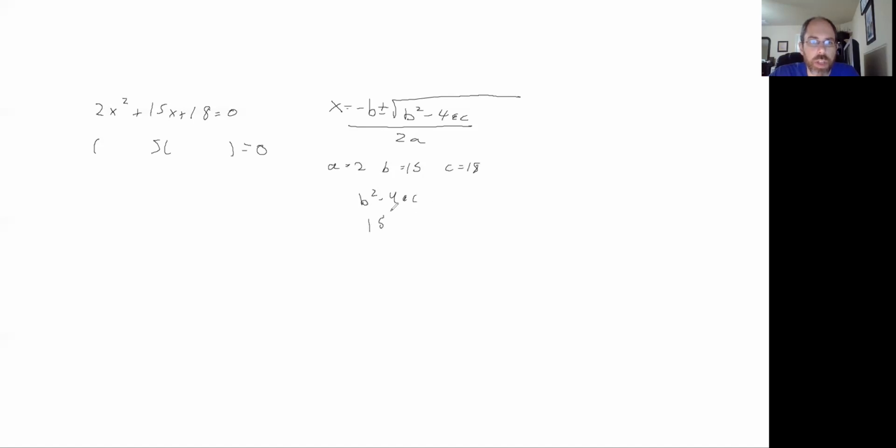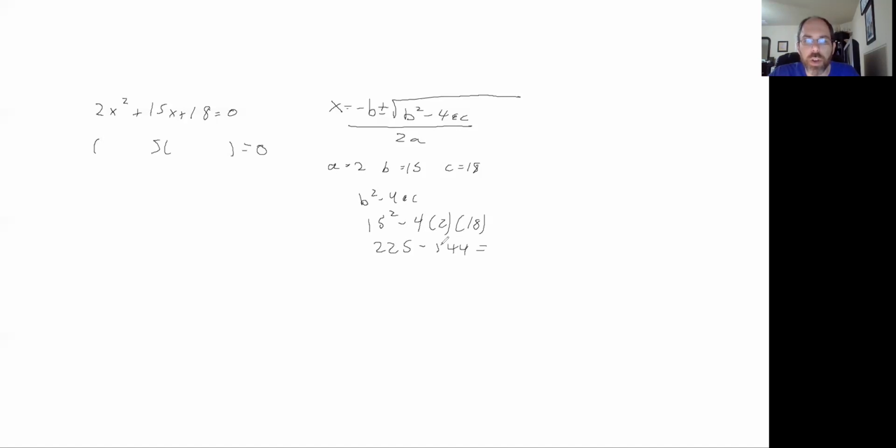That's going to be 15 squared minus 4 times 2 times 18. 15 squared is going to be 225, minus 4 times 2. 4 times 2 is 8. 8 times 18, well, let's see. 8 times 20 would be 160. And the difference between 18 and 20 is 2. 2 times 8 is 16. So what's 160 minus 16? It's going to be 144. So I have 225 minus 144.